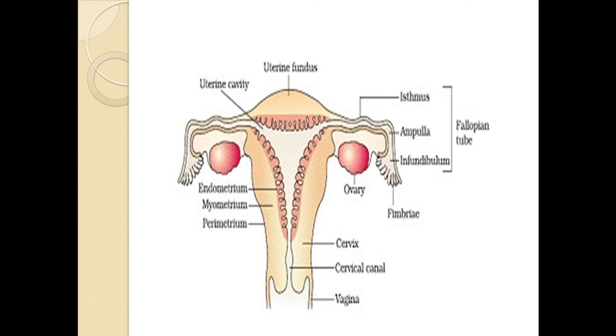Here you can see the diagram of the human female reproductive system showing its various parts: the ovary, then the fallopian tube, the middle portion is the uterus, here the cervix, and the cervical canal and vagina together form the birth canal. Here are the different portions of the fallopian tube: isthmus, ampulla and infundibulum. The infundibulum has conical projections which collect the ovum after ovulation.